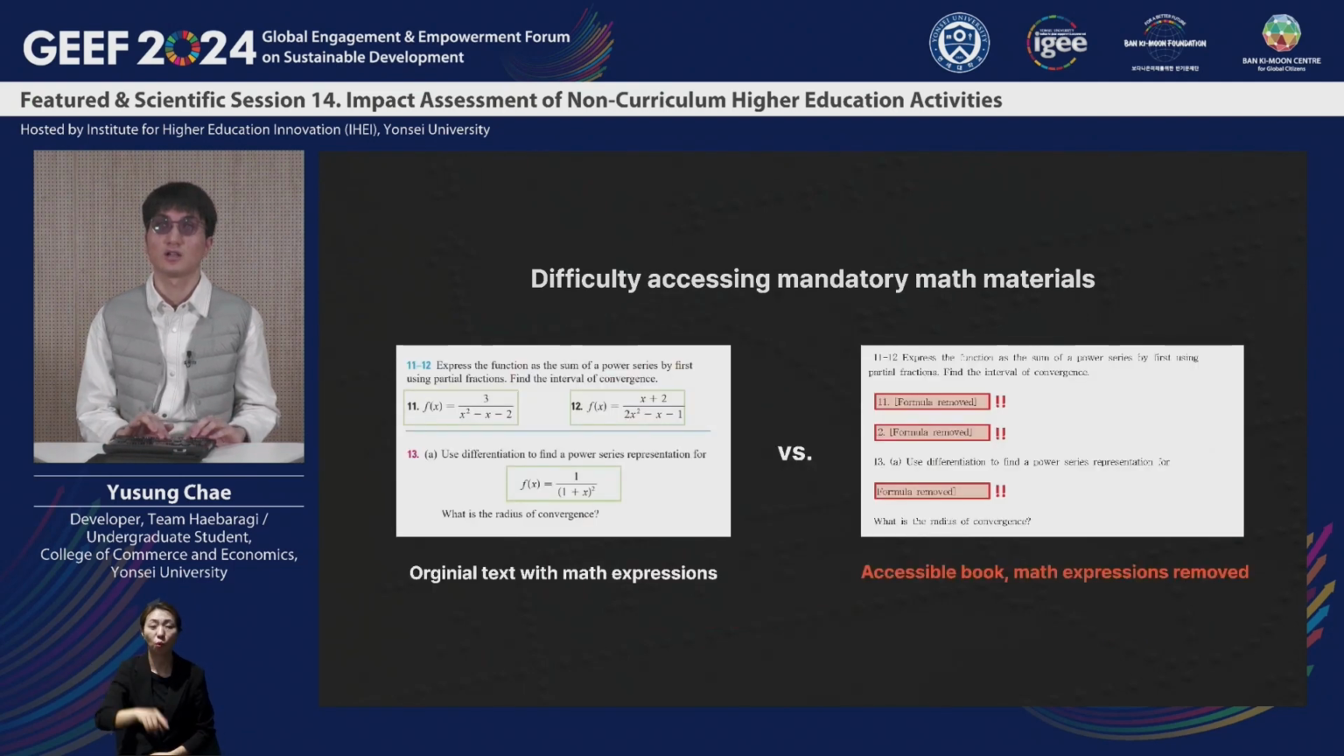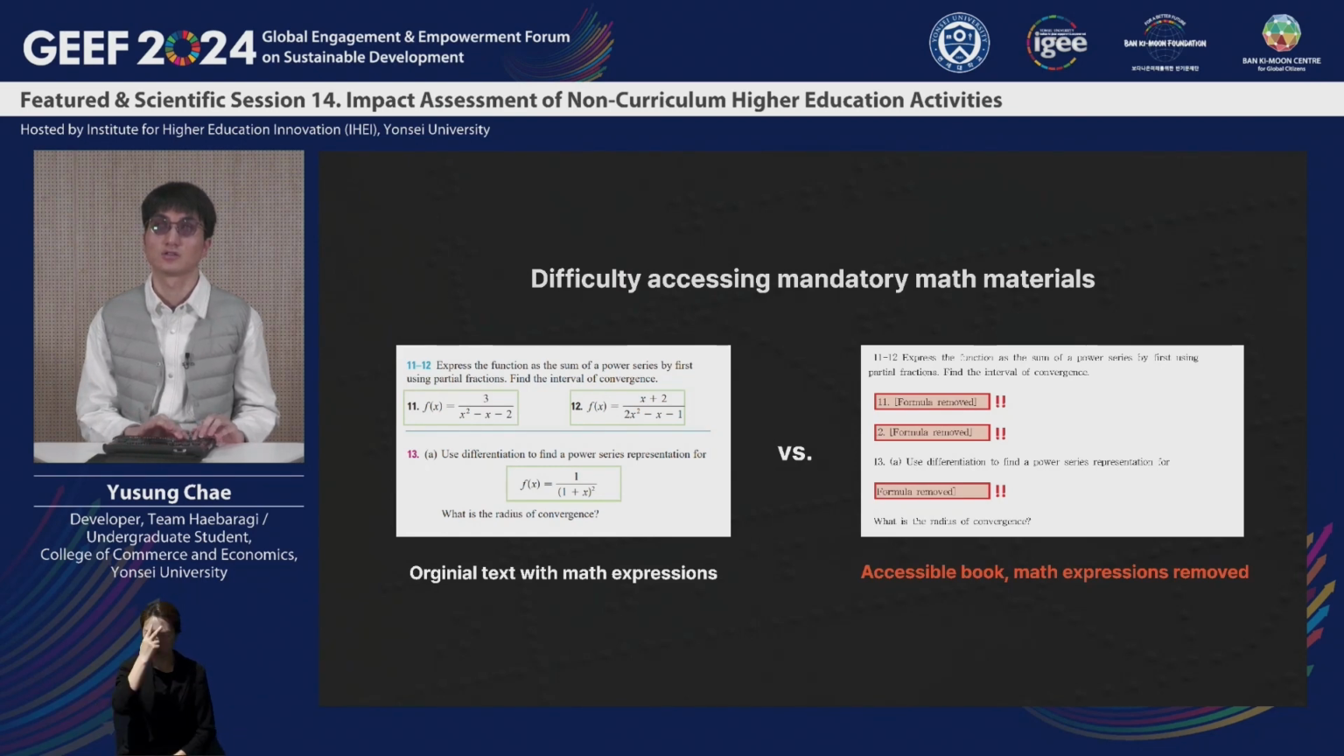But there is a twist. When you take a closer look, you'll find that the textbooks omit almost all of the equations. Of course, no one can study math without equations. This is the current reality of math textbooks written in Braille.